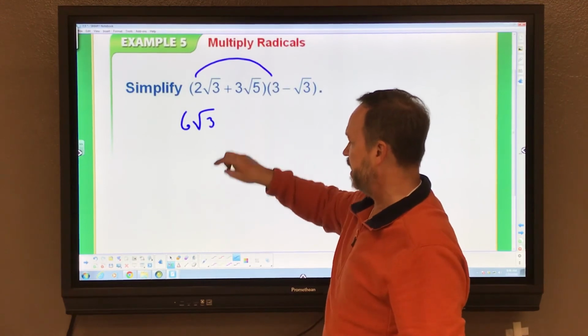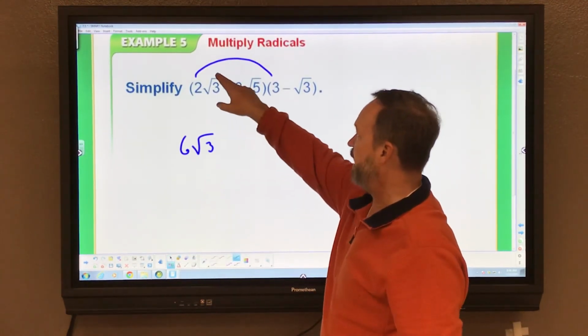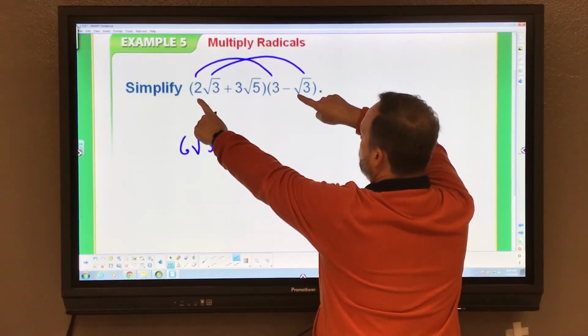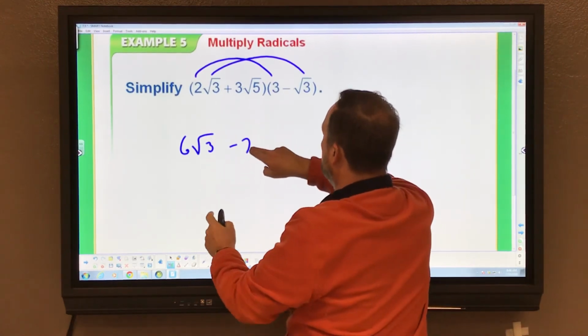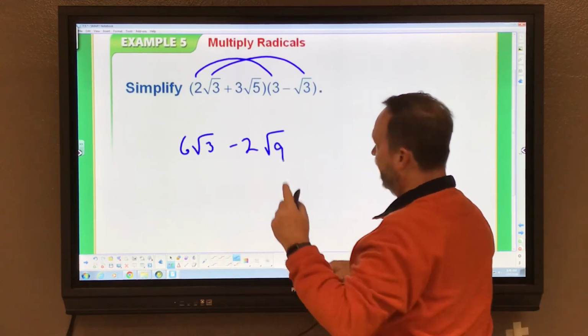Then we do the outside, that's the 2 furthest apart. So you can see positive times negative, 2 times 1 is negative 2. And the square root of 3 times the square root of 3 is the square root of 9. I'll come back to that.